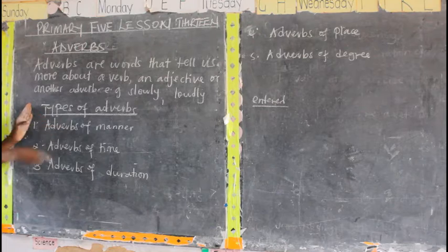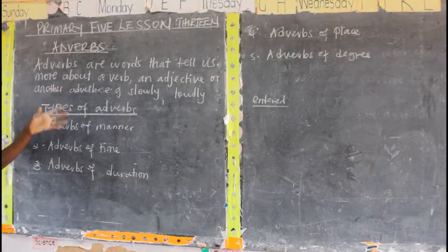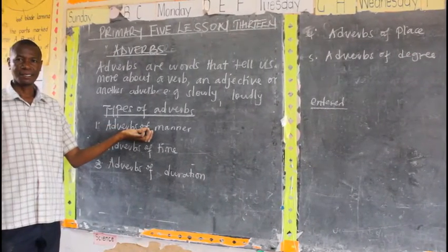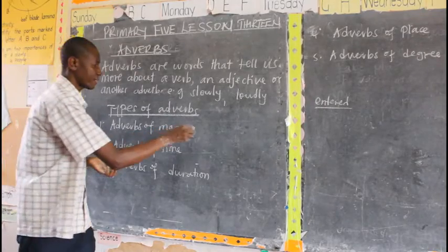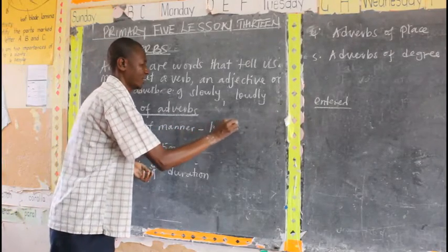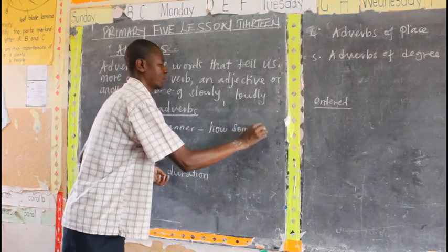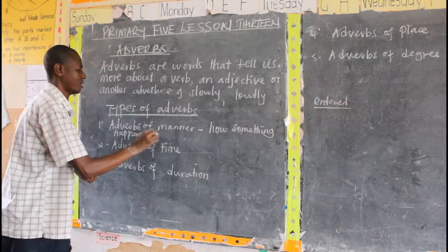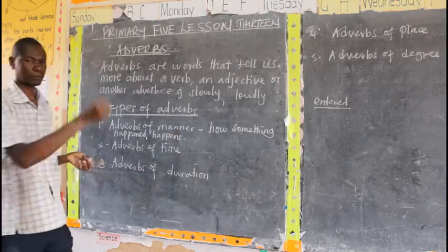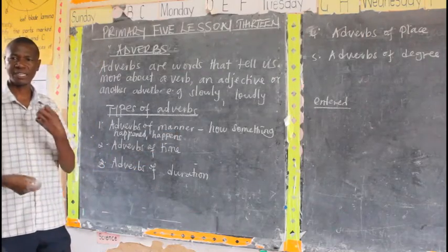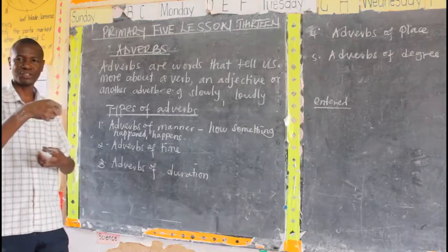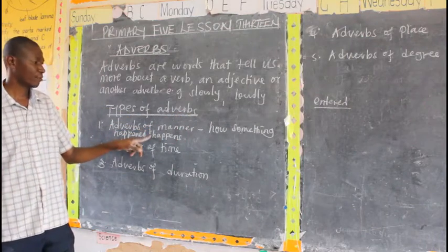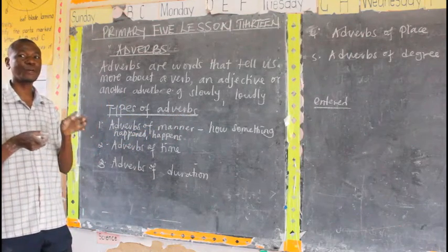So we want to look at types of adverbs. These adverbs have their types. For example, we have what we call adverbs of manner. Adverbs of manner will tell us how something happened, or how it happens, or how it is happening, depending on the tense in which you are expressing yourself. So adverbs of manner tell us how something happened. For example, the ones that I have been using are adverbs of manner.